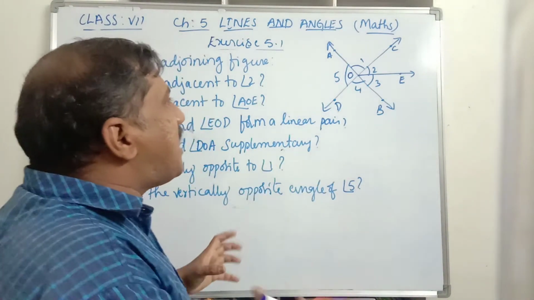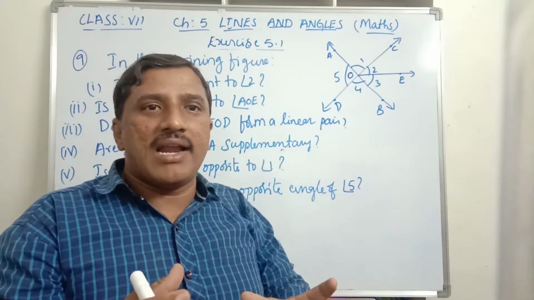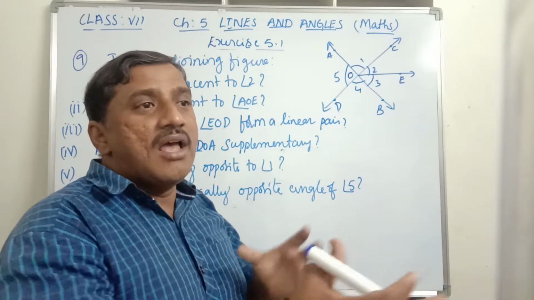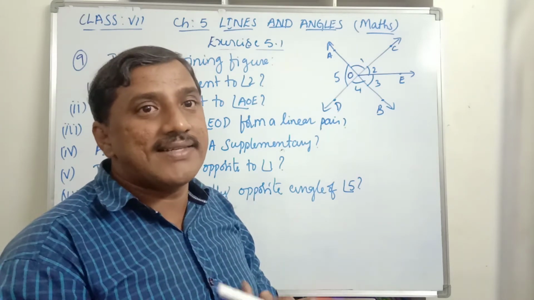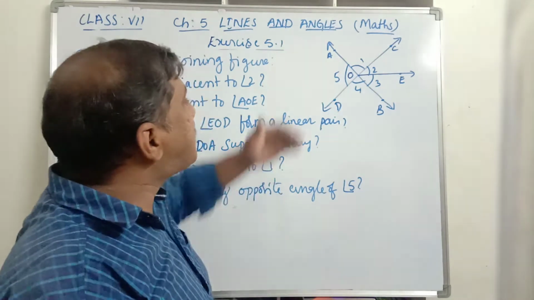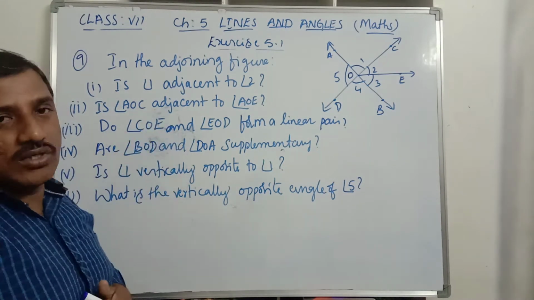Now we need to identify which are complementary angles, which are supplementary angles, which are linear pair of angles, which are adjacent angles. Based on that, we have 6 questions. We will answer these questions.